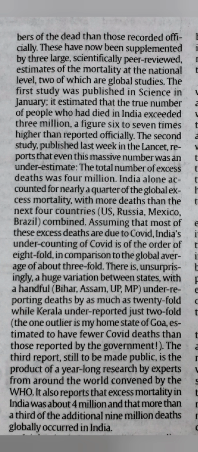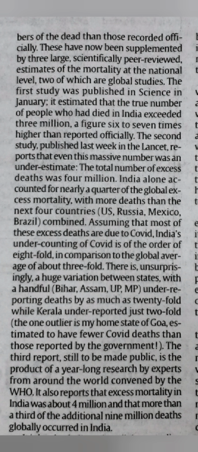There is unsurprisingly a huge variation between states, with a handful, Bihar, Assam, UP, MP, underreporting deaths by as much as 20-fold, while Kerala underreported just twofold. The one outlier is my home state of Goa, estimated to have fewer COVID deaths than those reported by the government.